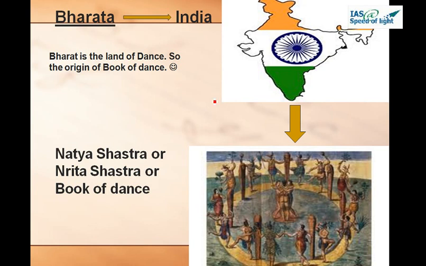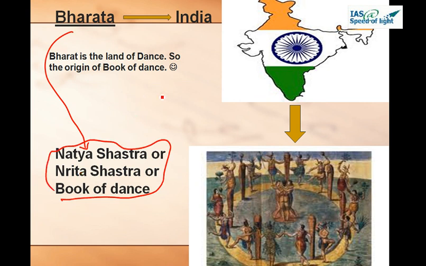Bharata. Bharat is India. So Bharat is a land of dance. So this is the origin of the book of dance. Bharata wrote a book, Natya Shastra or Nitya Shastra. Nitya is a Hindi word which means dance, right? So book of dance. What happens in India? It is a land of dance. We get so many good dancers. There are different forms of dances. So it is the origin of the book of dance, Natya Shastra. So Bharata wrote Natya Shastra.